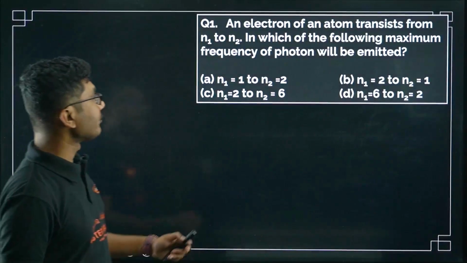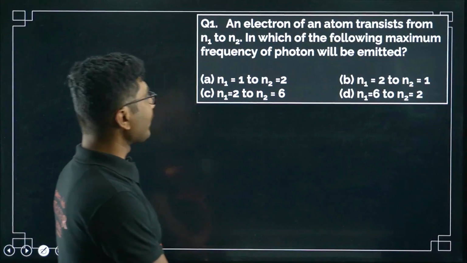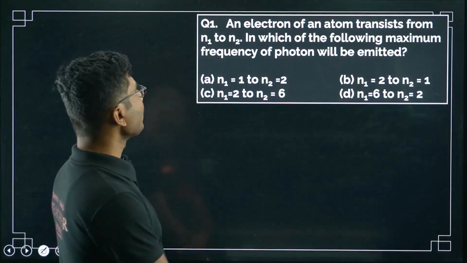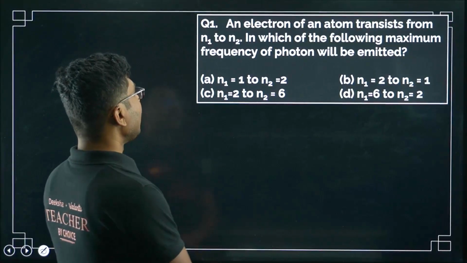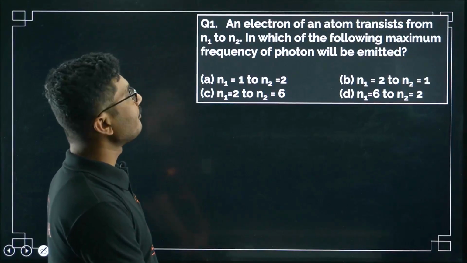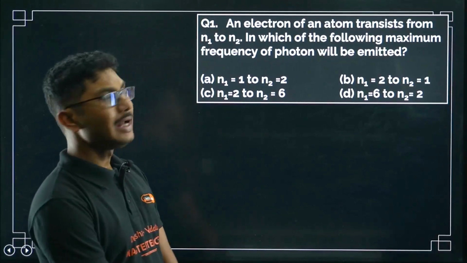First we are going to see a question. An electron of an atom transits from n1 to n2. In which of the following will the maximum frequency of the photon be emitted?